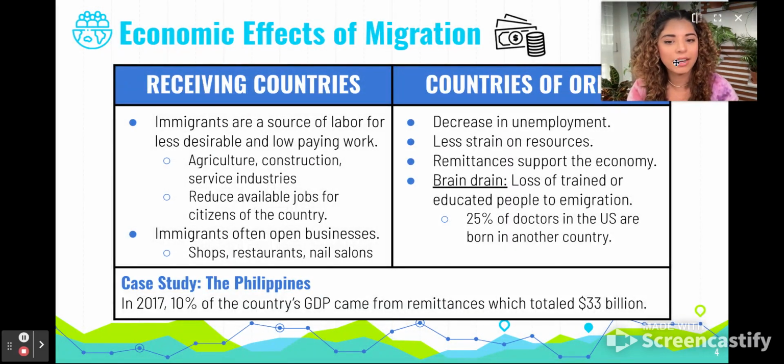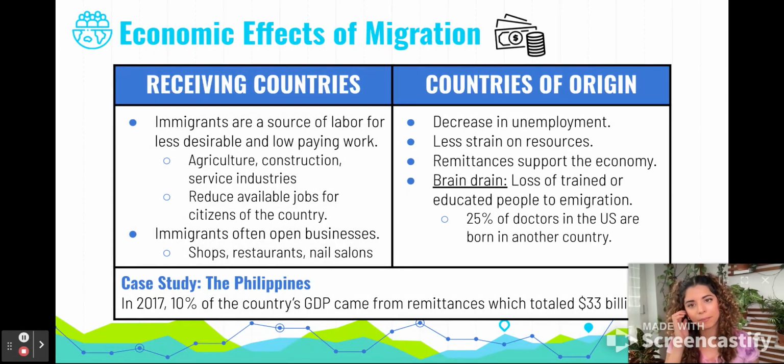So this first one, economic, ESPN, right? So economic effects of migration. We have receiving countries and then also countries of origin. For receiving countries, immigrants are a source of labor for less desirable and low paying work.